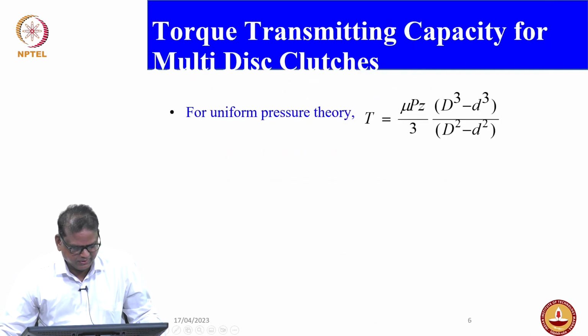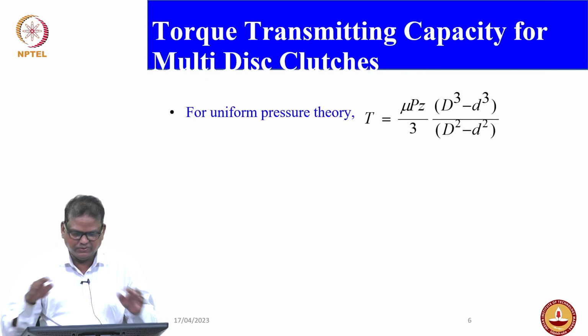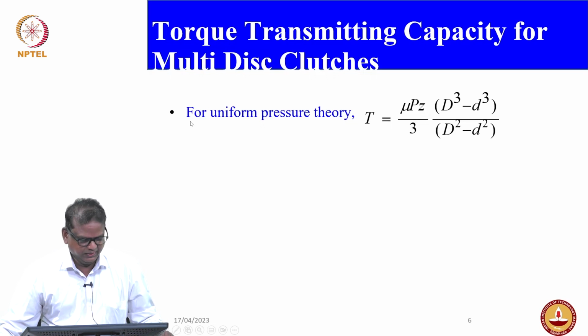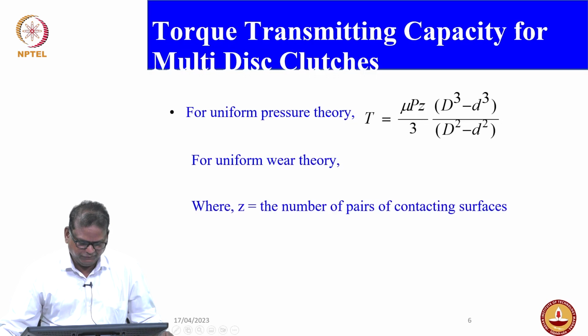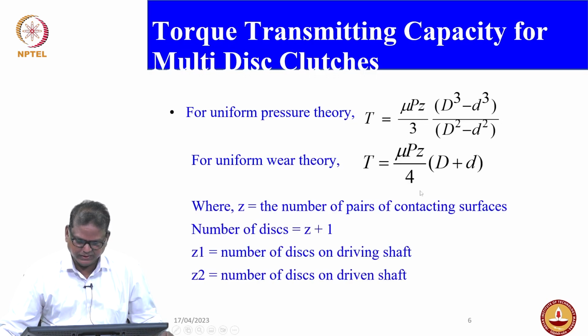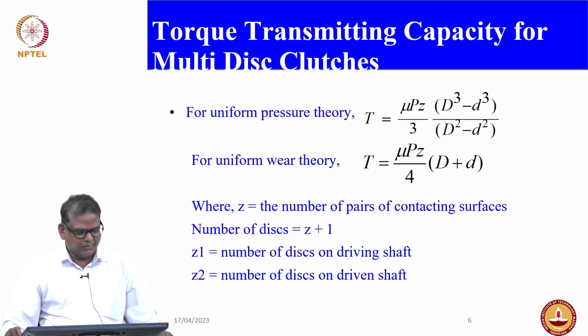So the same equation, only difference is you have to multiply by the number of surfaces. That's what is given. Z is given from the uniform pressure theory. For the uniform wear theory, you can see that the same equation should come: mu p z, right. So this is your R_f. Similarly, mu p z, and this is your R_f for the uniform wear theory. Z is the number of pairs of contacting surfaces.